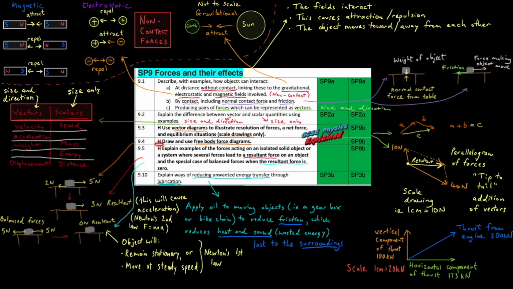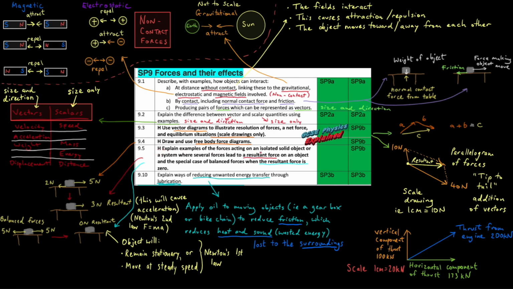9.4, again higher. Draw and use free body force diagrams. So you've got 2 newtons of force getting represented that way, 5 newtons of force getting represented that way, and you'll end up with a resultant of 3 newtons that way. So obviously if it's like tug of war, this 5 newton team has won by how much? By 3 newtons.